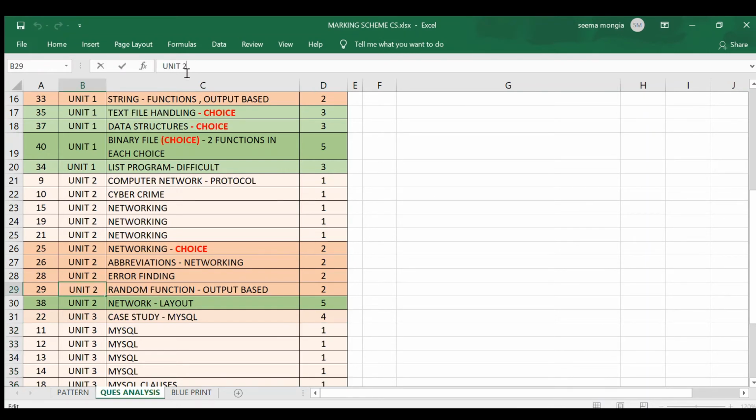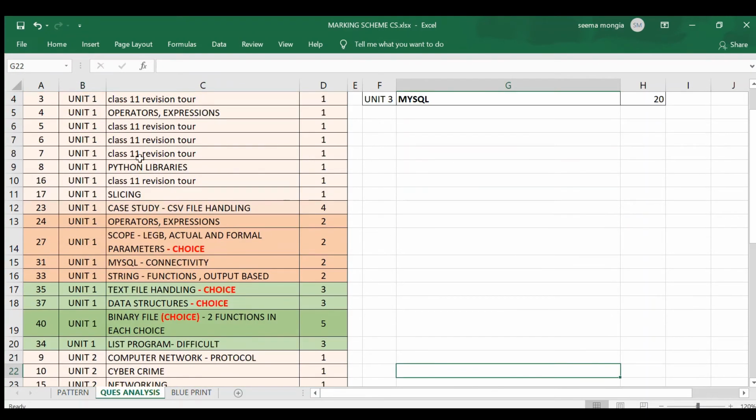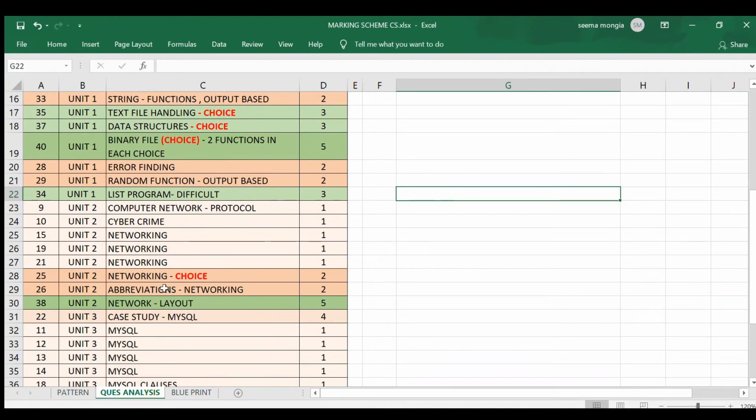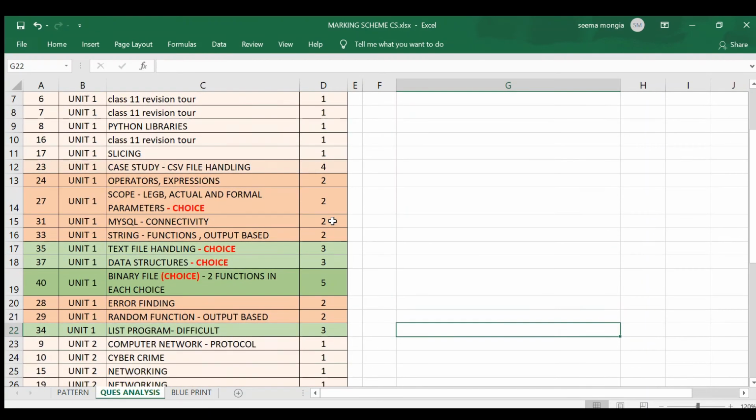This is unit 1, random function. This is also unit 1. Sorry for these mistakes. Okay. So we can see here that all these networking based questions are covered basically in 2 marker or 1 marker questions only. Besides that, there is one 5 marker layout question case study. Besides that, small questions based on networking are given to you, covering the whole of networking. Remaining, the whole paper is from unit 1 only.